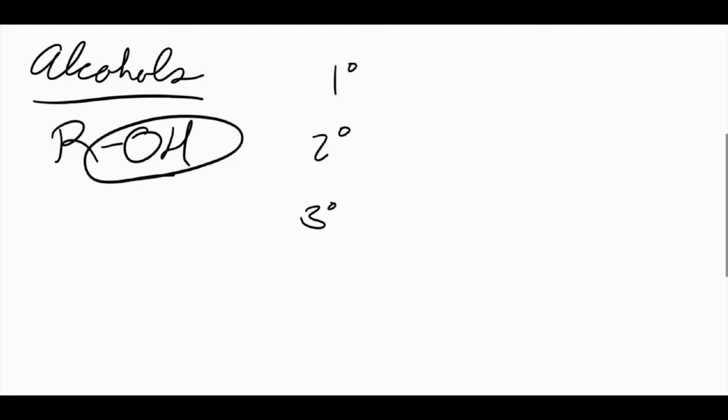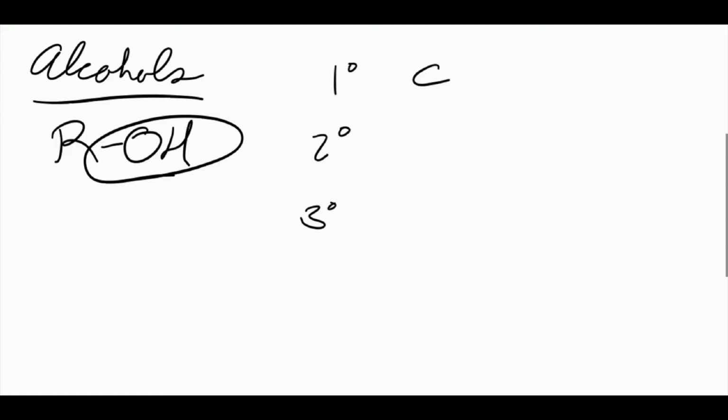So it's quite different from the amines, which had primary, secondary, and tertiary amines. That was telling you how many things were bonded to the nitrogen. Primary, secondary, and tertiary here is telling you how many carbons are bound to the carbon. Okay.